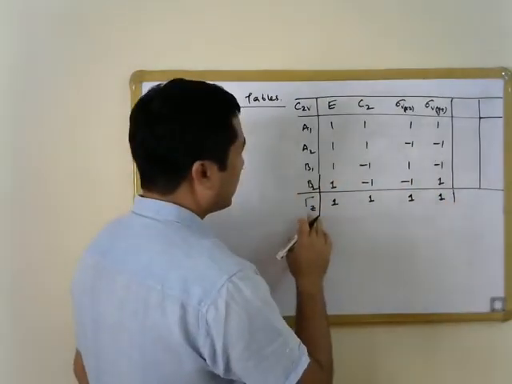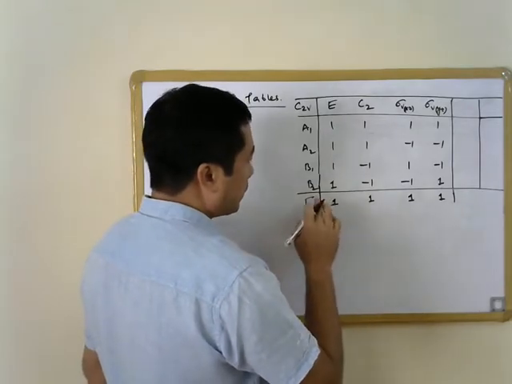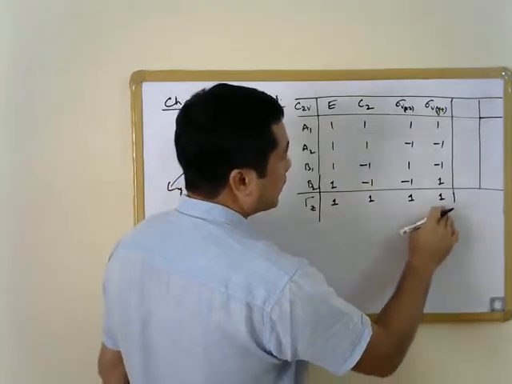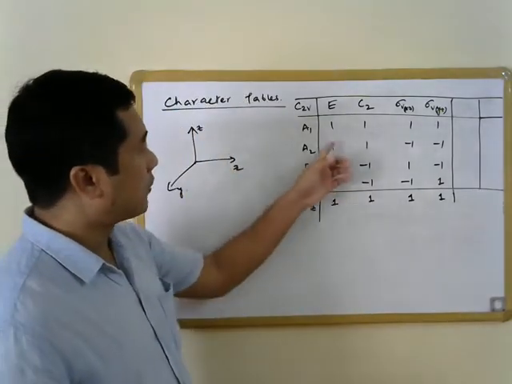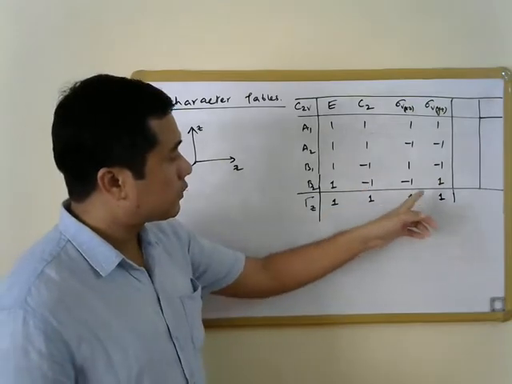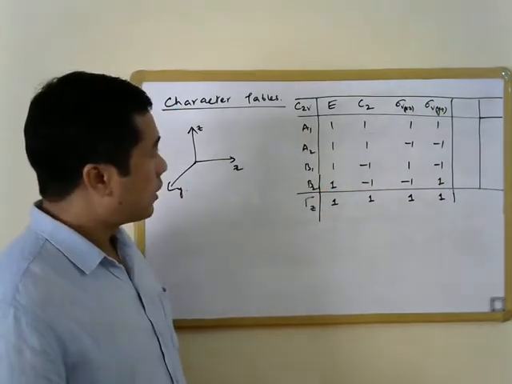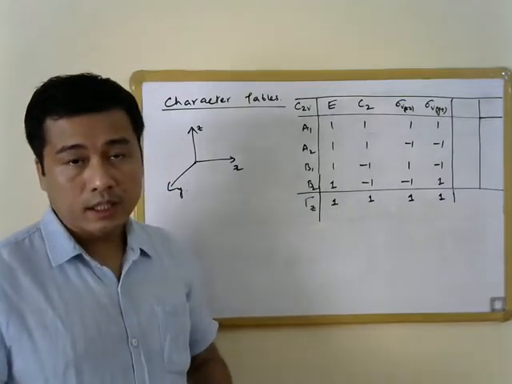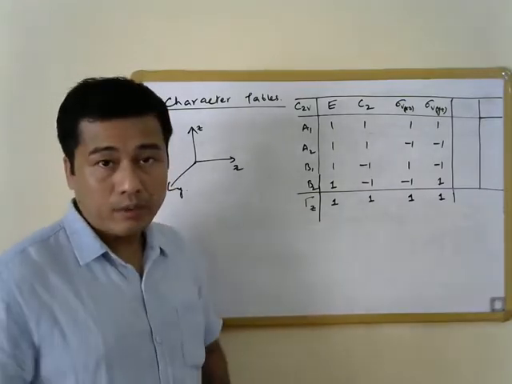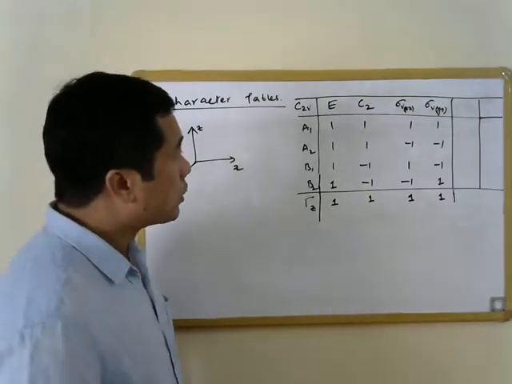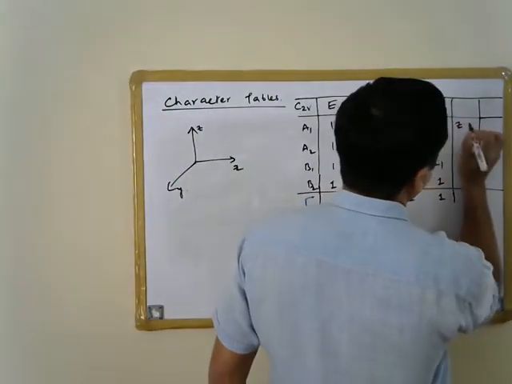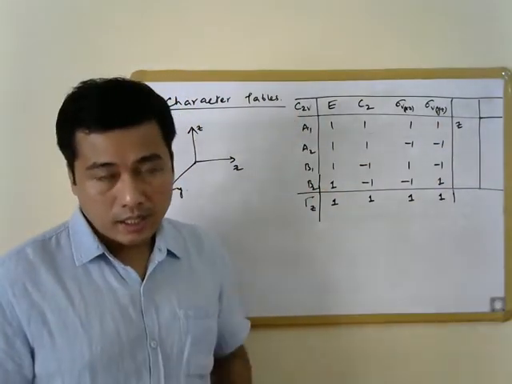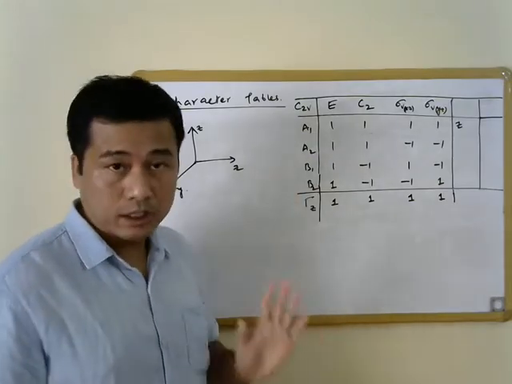So what we see is that the representation we get by taking the z coordinate as the basis has these characters, and when we look over here, these characters match exactly with the characters of the A1 irreducible representation. So we can say that the z coordinate transforms as the A1 irreducible representation. So we are going to write z here, and this tells us that the z coordinate transforms as the A1 irreducible representation in the C2v point group.